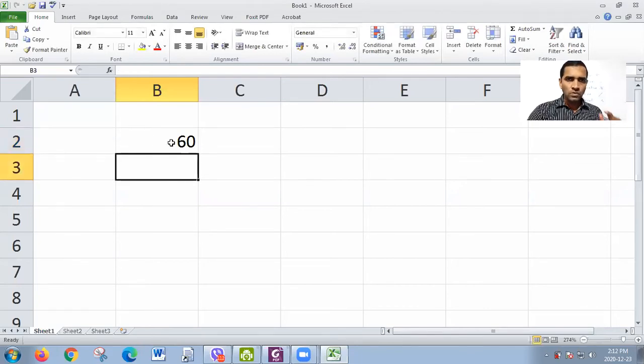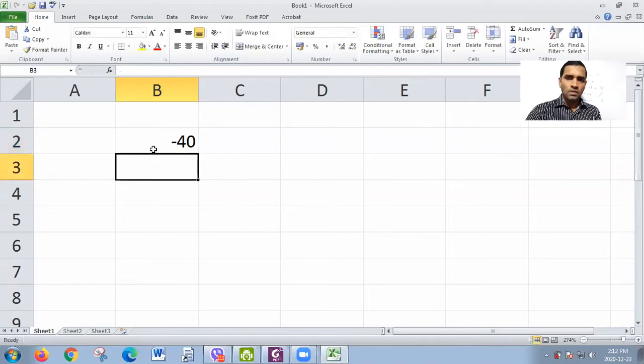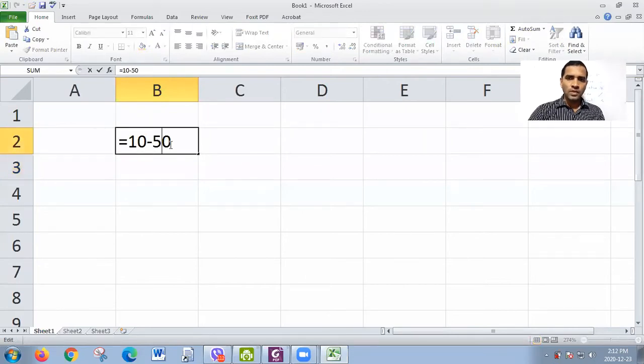So now we understand that plus is for addition because it shows the result as 60, right? So we can understand, right? So this is the one. Suppose if I use a minus operator there, 10 minus 50, and let's press the enter key. This time it's minus 40. So now what is it? Now it is subtraction because 10 minus 50. So that's the reason why we got minus 40 because it's a subtraction. Okay.